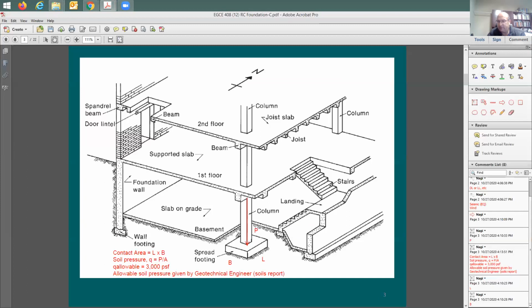So this report, the one I have here, is about 70 pages. It gives you lots of information about the site, about the analysis, about seismicity of the place.